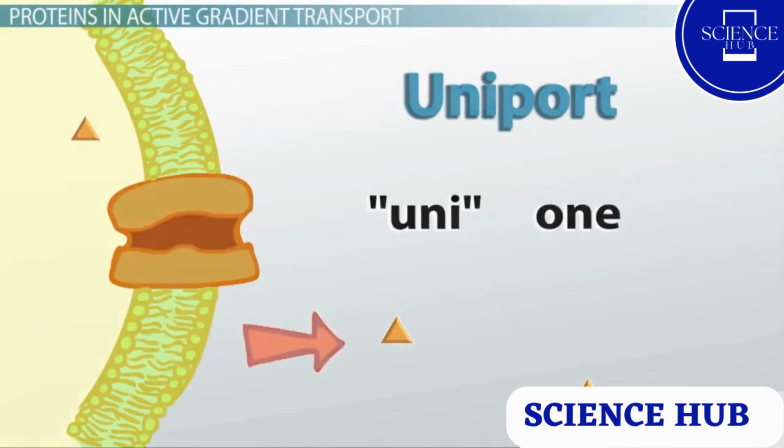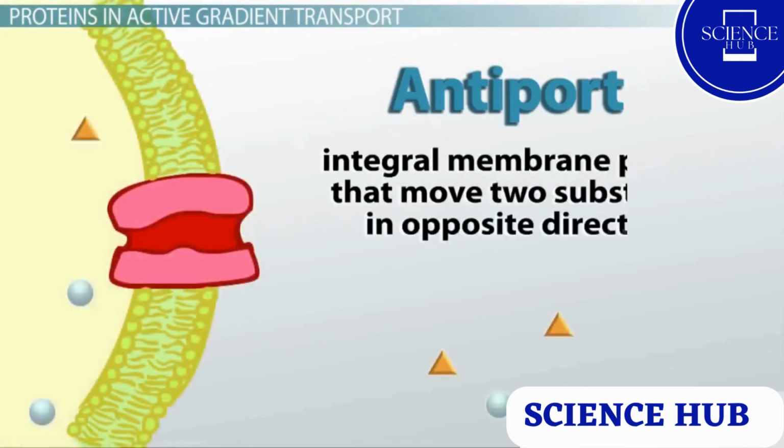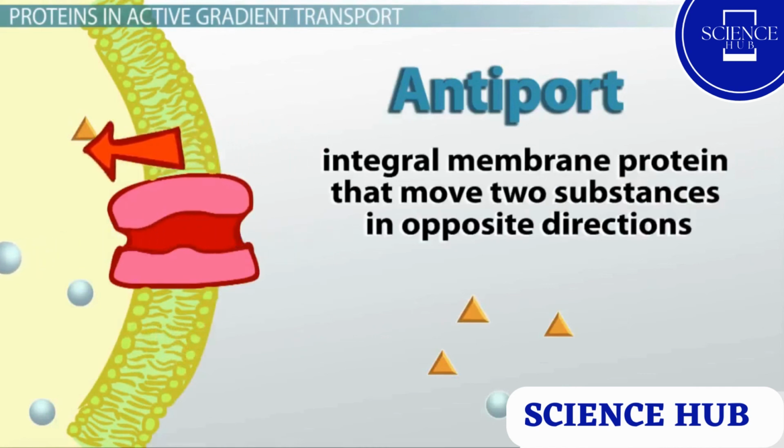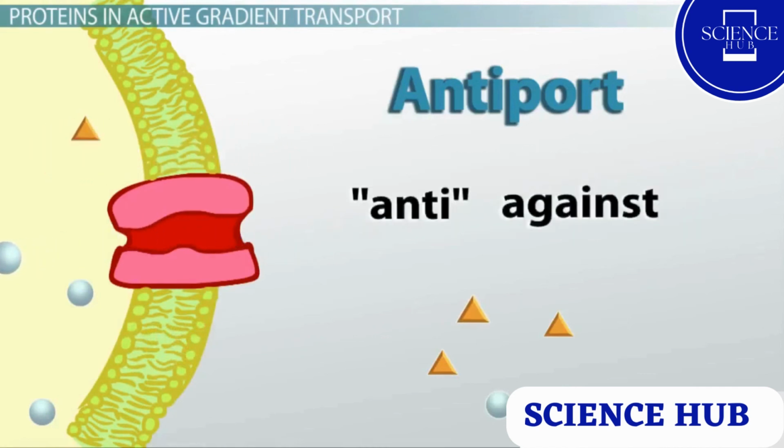This would be like an admission gate that people could only enter, or an exit gate through which people could only leave. An antiport is an integral membrane protein that moves one ion or molecule in one direction while moving a second substance in an opposite direction. The anti in antiport means against.